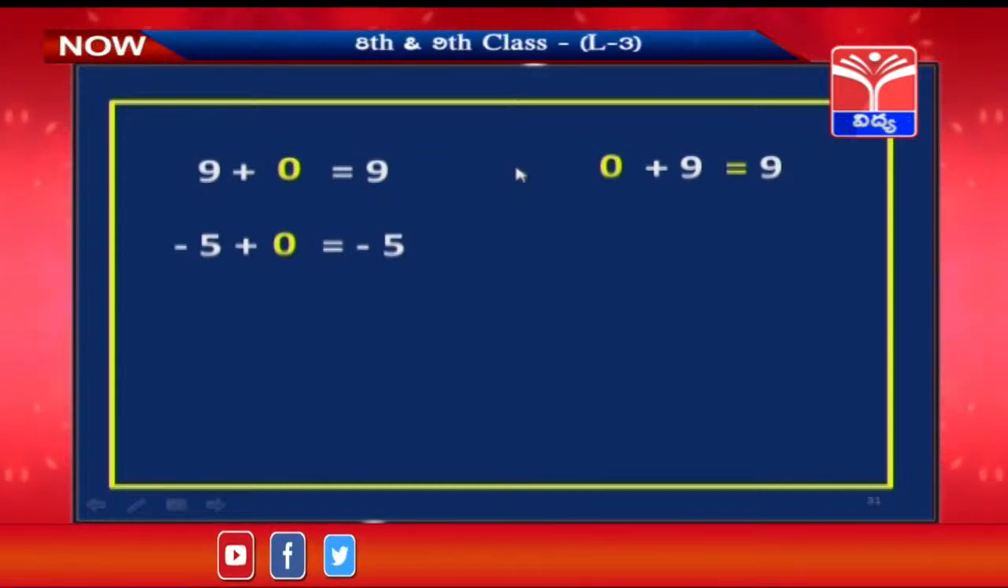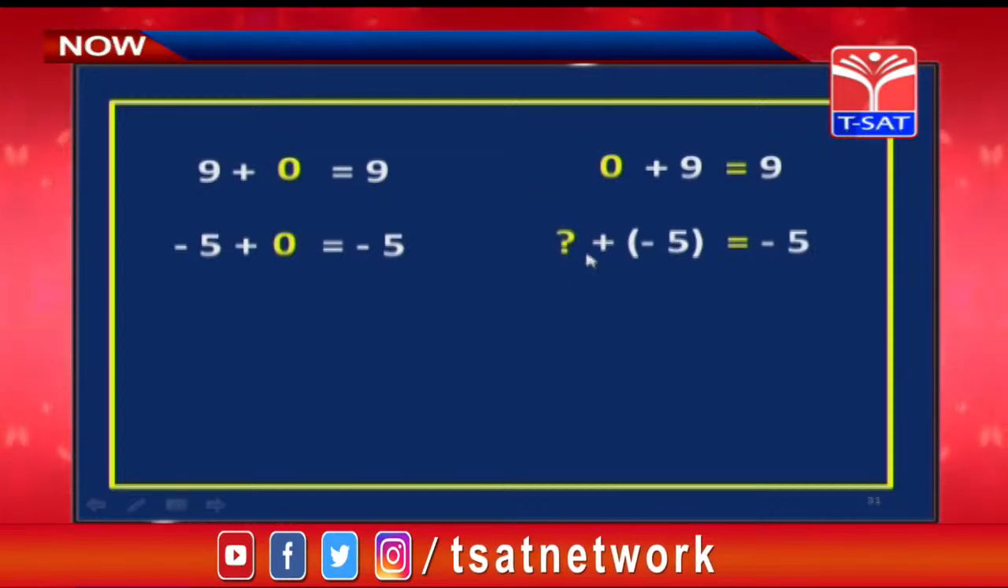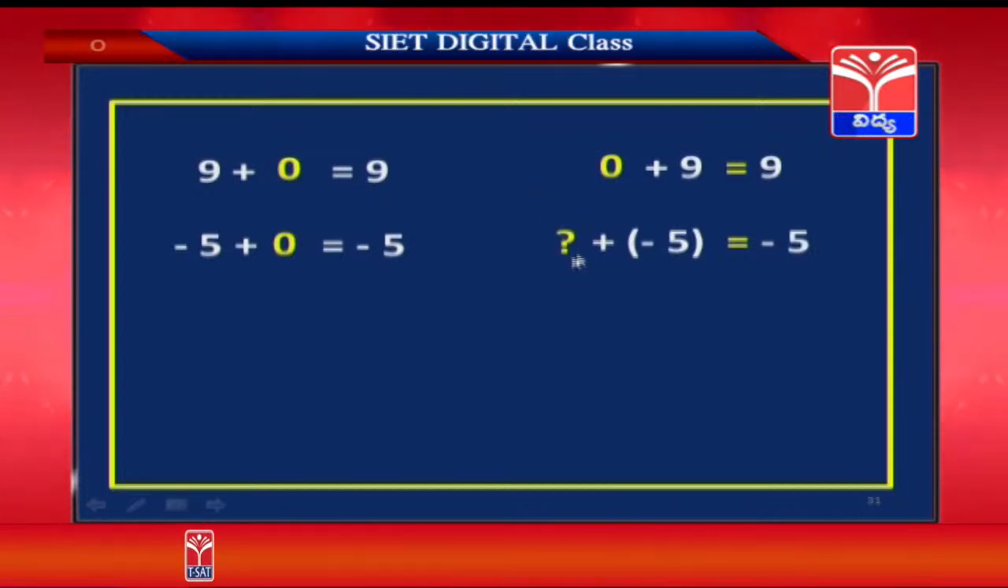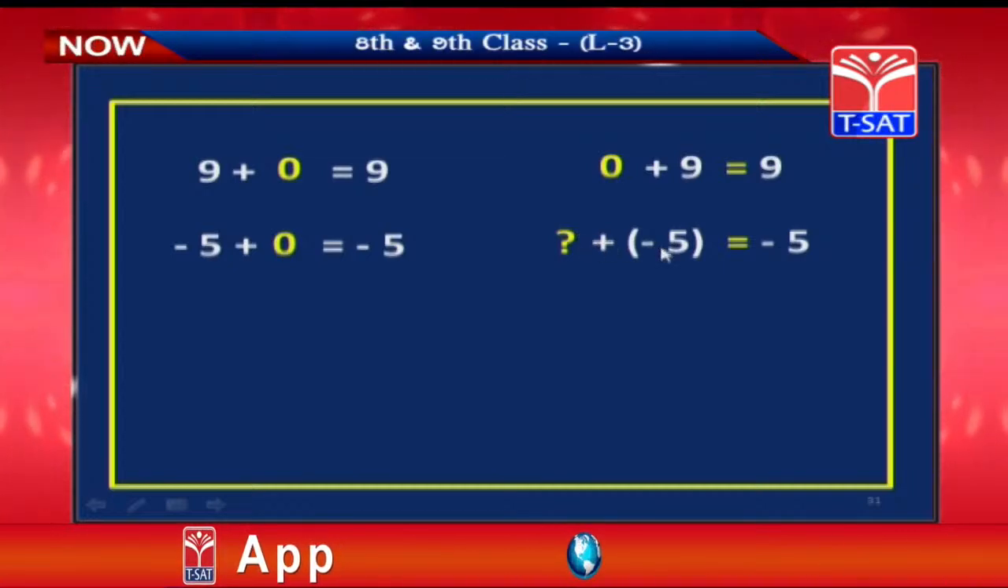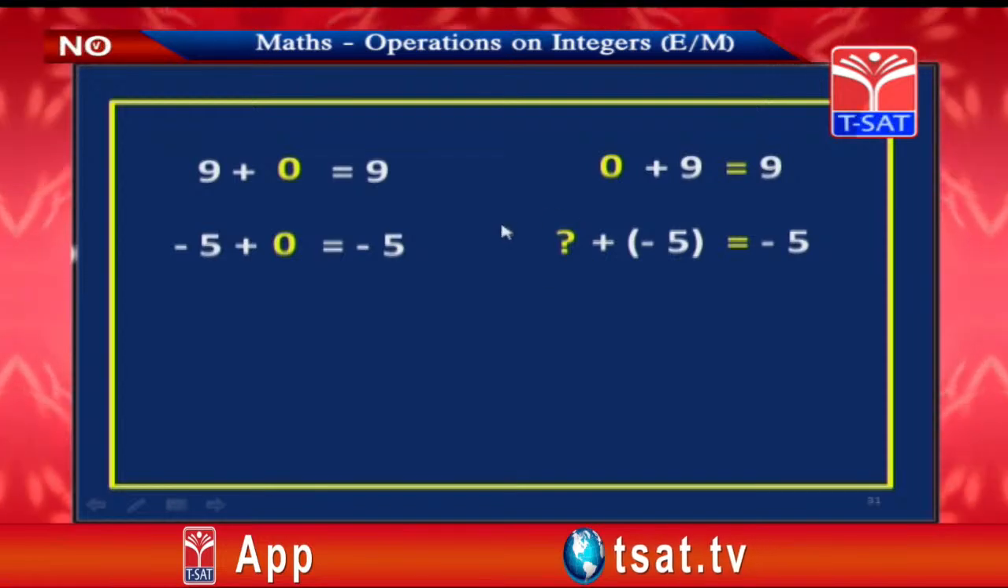So we get 0 plus 9 is 9. Let us take one more example, children. To this number which is unknown to us, we are adding minus 5 and you should get back minus 5. Now what is this number or integer, children?